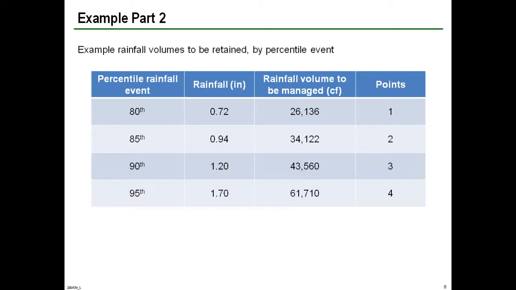We fill out the remainder of the credit table to determine how much would have to be managed and how many points would be earned as we move up the percentile event scale.